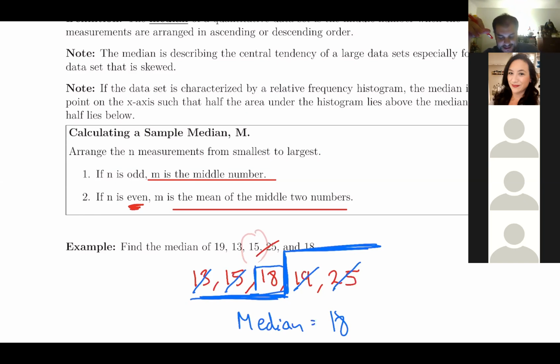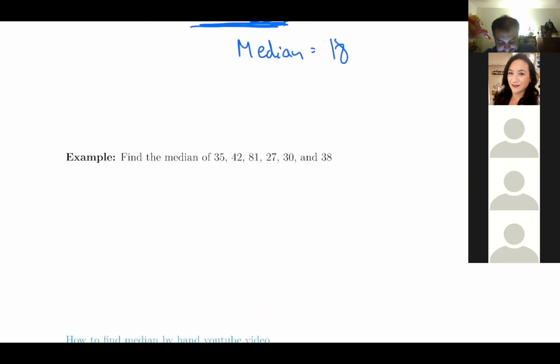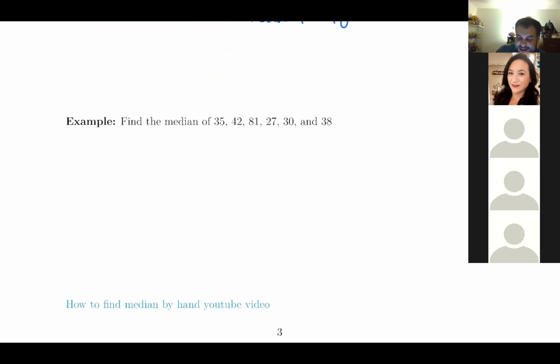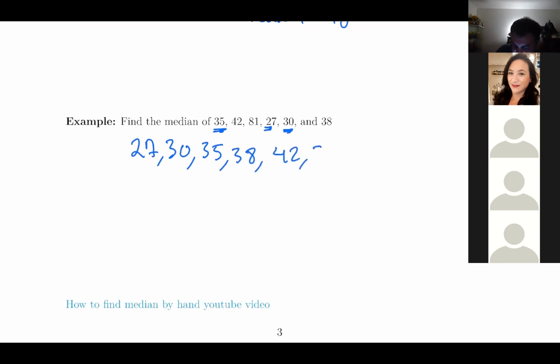All right, so let's do a second example. We're going to find the median of this one. First things first, you want to arrange them from lowest to highest. There you go, 27, 30, 35, 38, 42, and 81. Everybody go. I got 27, 30, 35, 38, 42, and 81.